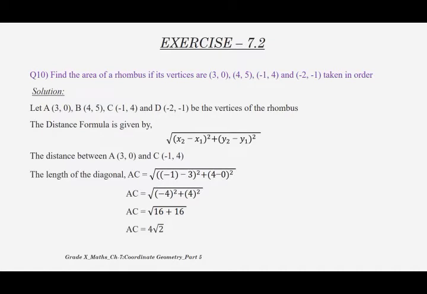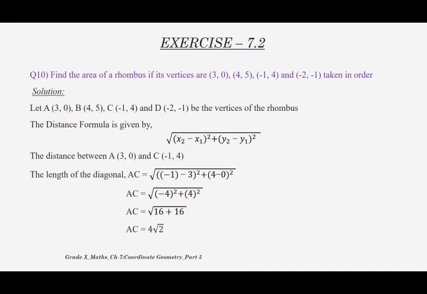Question 10. Find the area of a rhombus if its vertices are 3, 0, 4, 5, -1, 4, -2, -1, taken in order. So let us name them A, B, C and D. We have to find the area of the rhombus. The area of the rhombus formula is half the product of the diagonals. So for this we need the distance formula.